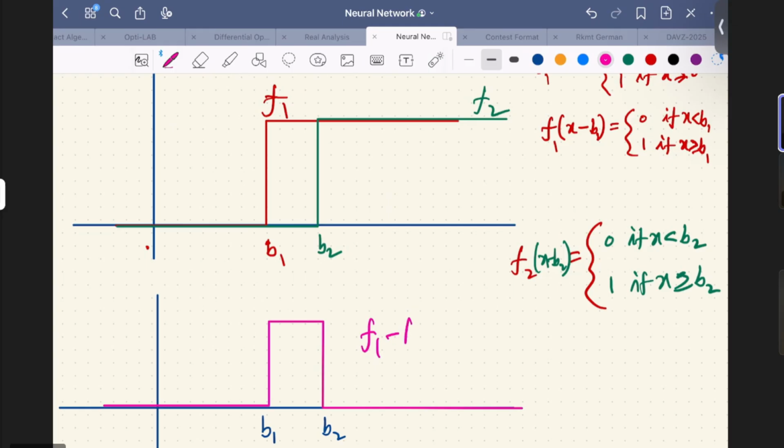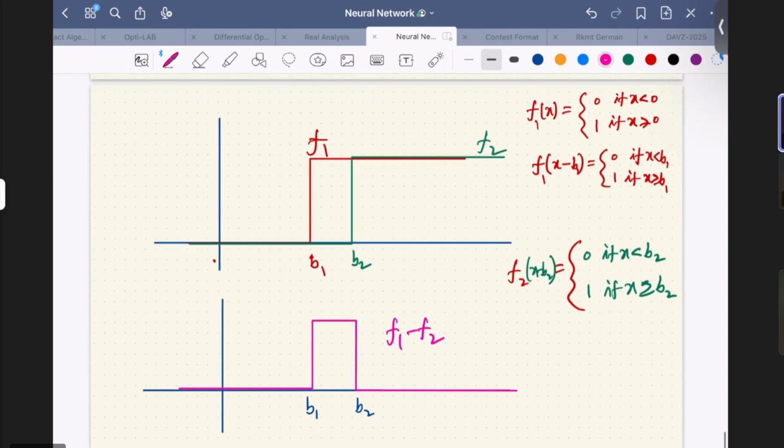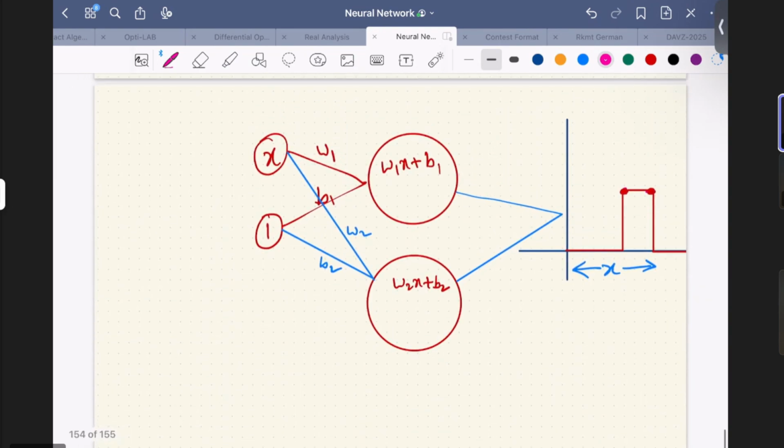If you subtract f2 from f1, you are getting that. You don't need to do anything. Now apply this concept here above. How do you get this signal? So you are getting a rectangle. Now think of it.